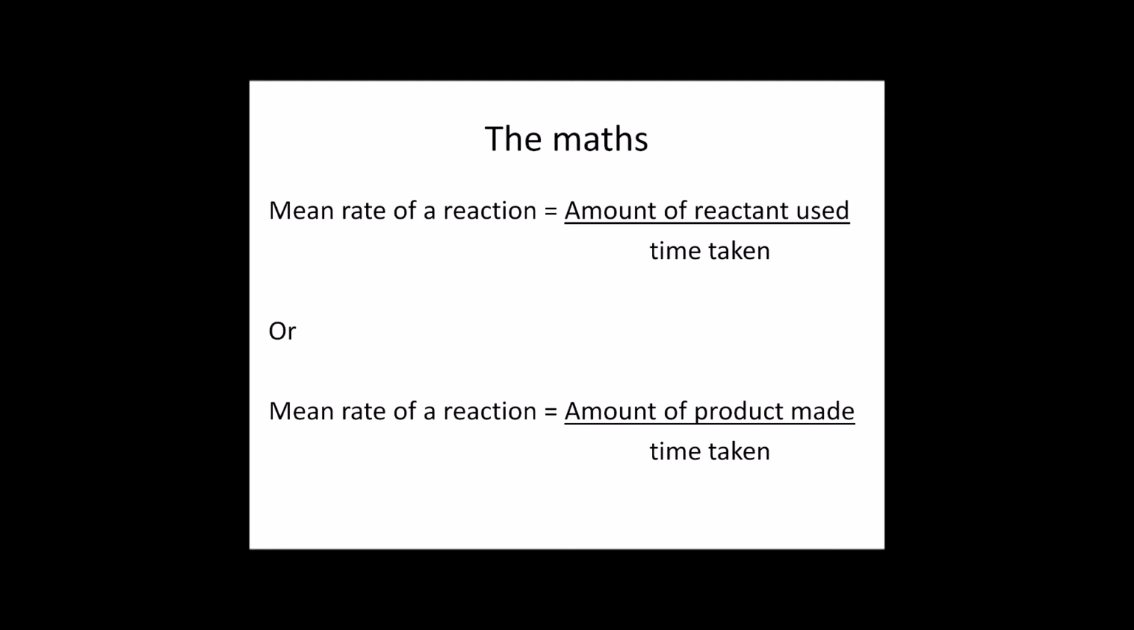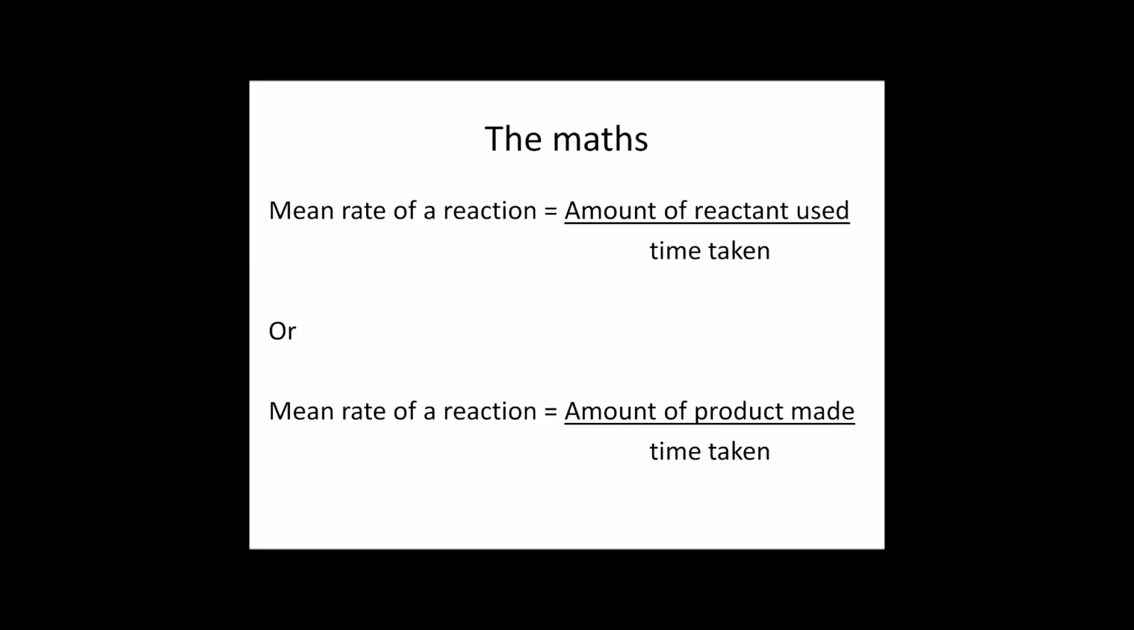So obviously we're calculating a mean here. We're not calculating an instantaneous rate. That's something we'll look at later and maybe in another video. But we're calculating a mean rate. So we take the amount of product that is being made and how long it has taken to make that amount of product. We divide those and we get our mean rate of reaction.